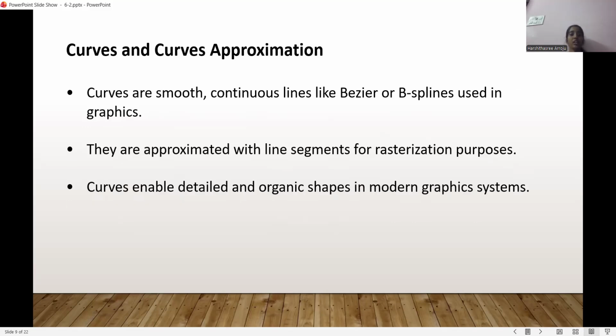Curves and curve approximation. Curves are smooth, continuous lines like Bezier and B-splines used in graphics. They are approximated with line segments for rasterization purposes. Curves enable detailed and organic shapes in modern graphic systems.